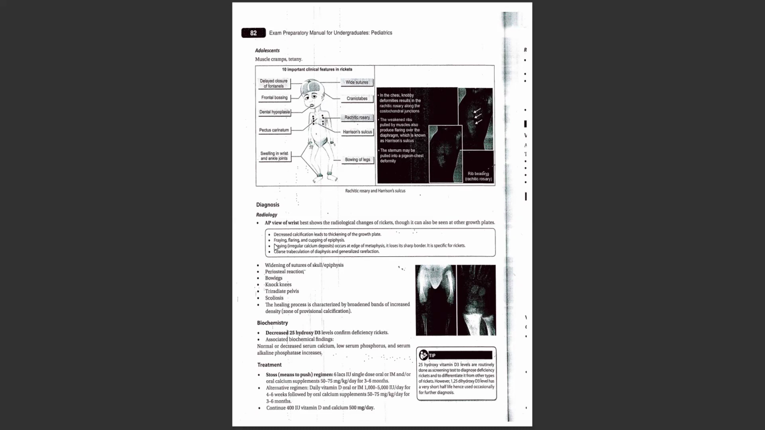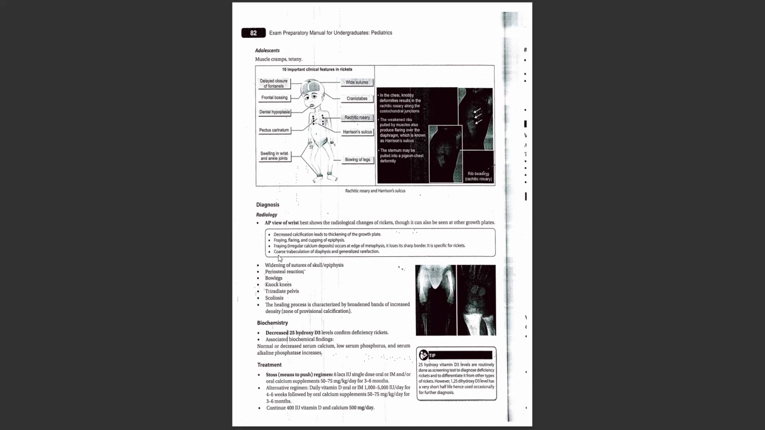What are the radiological features of rickets? There will be fraying, flaring, and cupping of the epiphysis. Fraying is the irregular calcium deposit which occurs at the edge of the metaphysis, and it loses its sharp border. It's specific for rickets. So fraying is specific for rickets. Then we have coarse trabeculation of the diaphysis and generalized rarefaction.